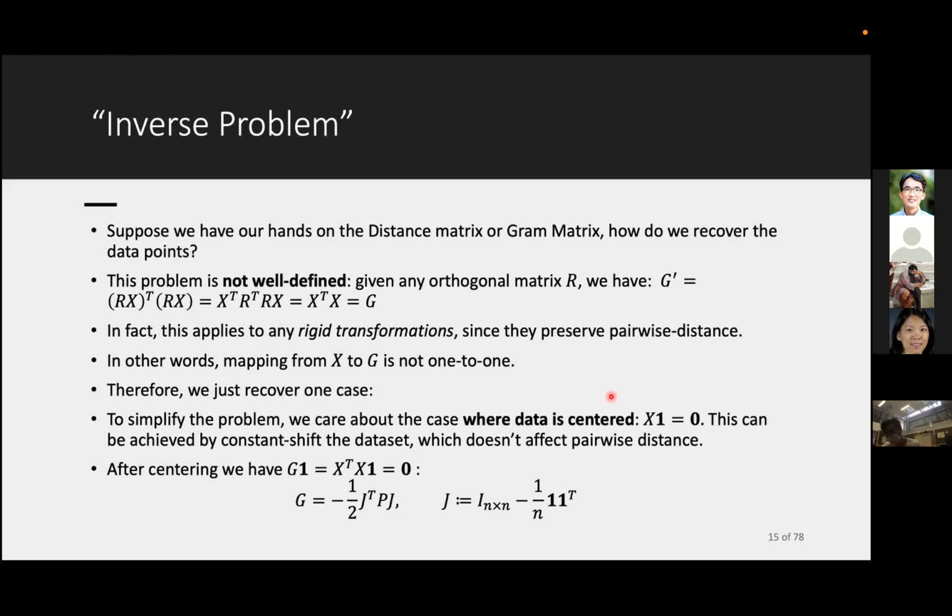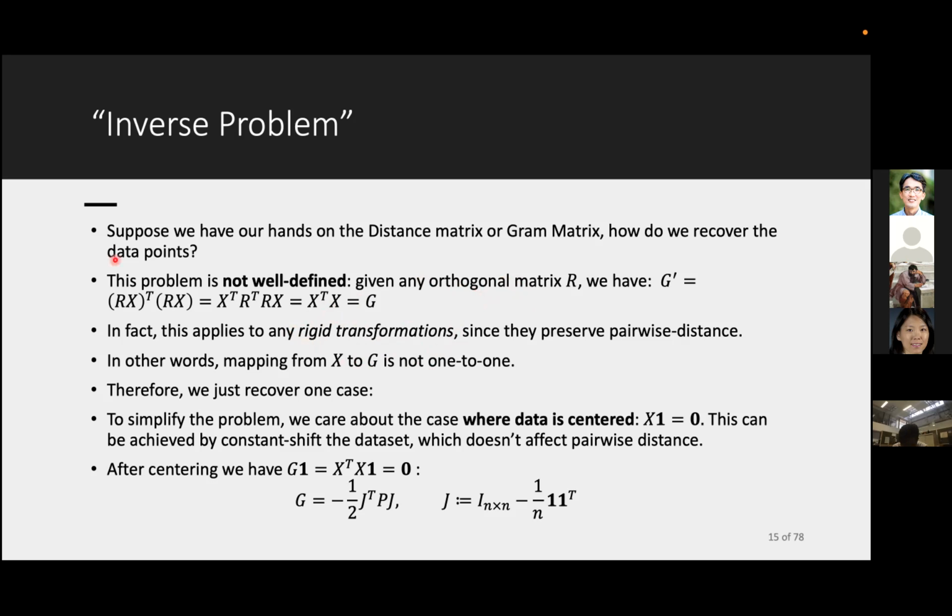Now, in the Euclidean setting, the inverse problem is: given the distance matrix or Gram matrix, how do we recover the data points? One aspect is that it's not well-defined in its original form, because a lot of transformations preserve pairwise distances. They're called rigid transformations, such as rotation, reflection, or those types of symmetries. So the mapping from X to G is not one-to-one.